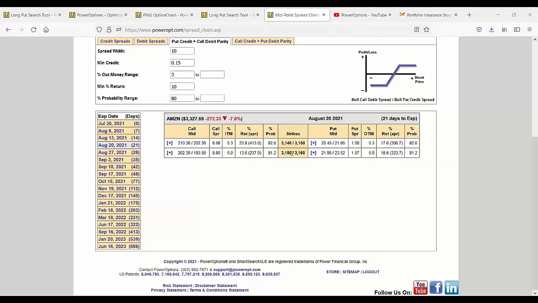But if this were the strikes that I wanted, 31.50 to 31.60, 18.6 on the bull put, 13.6 on the bull call, yeah, I'm right here. I'm staying with the bull put credit spread, not even looking at the bull call.